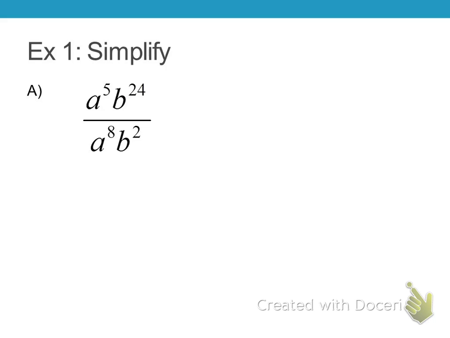Now, where will my leftover A's go? Top or bottom? Bottom. You have 5 A's being multiplied on the top. You have 8 A's being multiplied on the bottom. You're going to end up with 3 leftover A's. They go on the bottom. So on the bottom, you'll have a to the third.